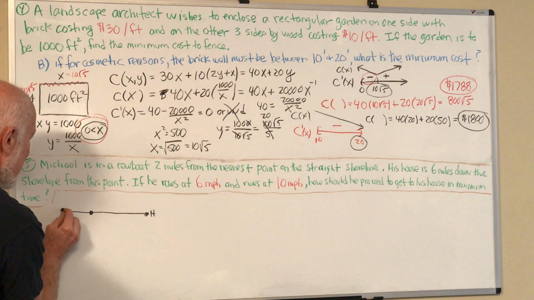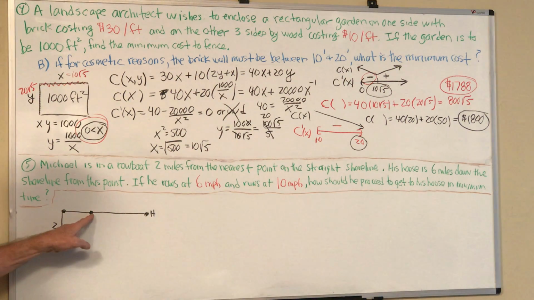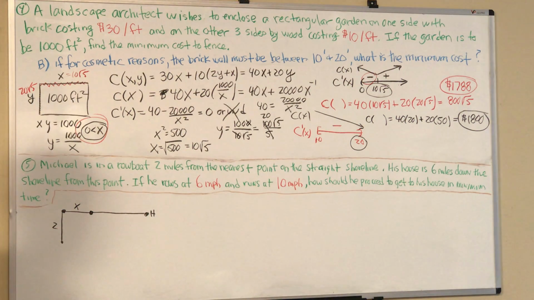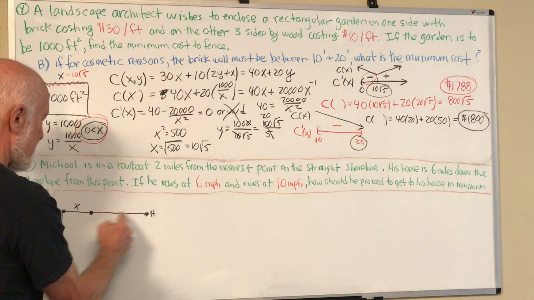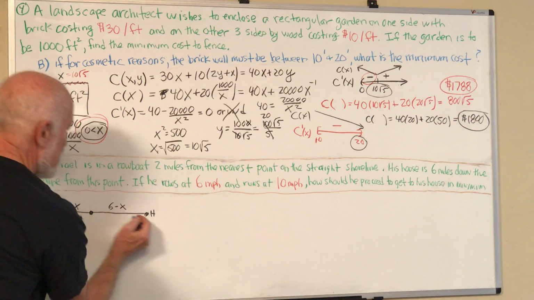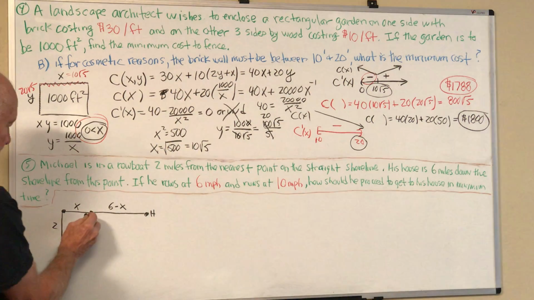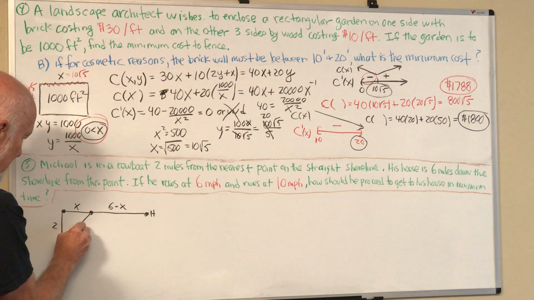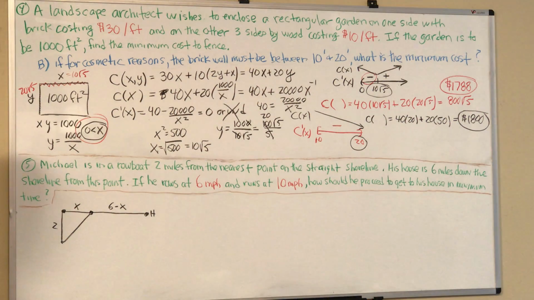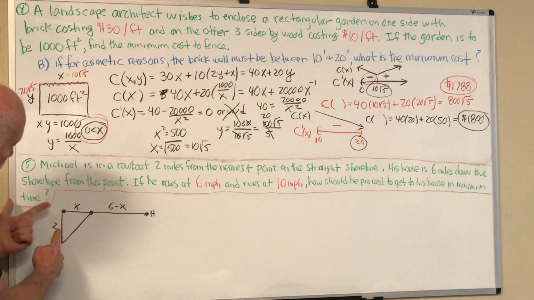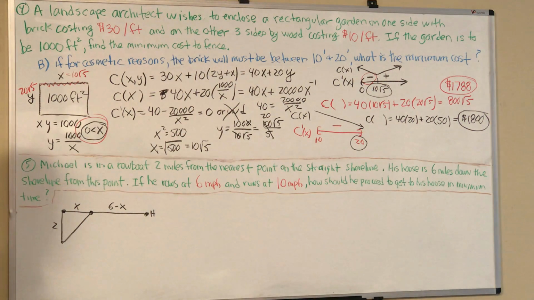So the one decision we have is where to make this point. So I'm going to call x the distance from here to here. And then we know this distance is going to be 6 minus x, because the total distance is 6. And then we should put in here the distance that he rows. Well, you could call it another variable like y, but you're going to have to get down to only one independent variable anyway. So maybe right away we should look for a relationship that doesn't need another variable.